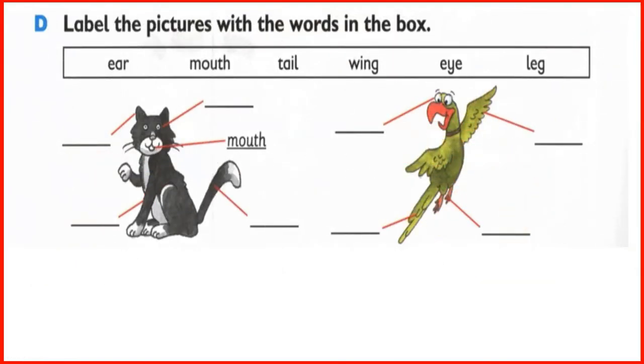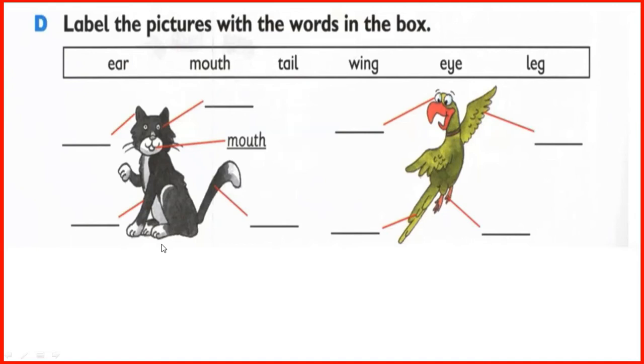Now this is the last question of your book, of your today lesson. Label the pictures with the words in the box. What are the words? Ear, mouth, tail, wing, eye, leg. Read all these words. Ear, mouth, tail, wing, eye, leg.